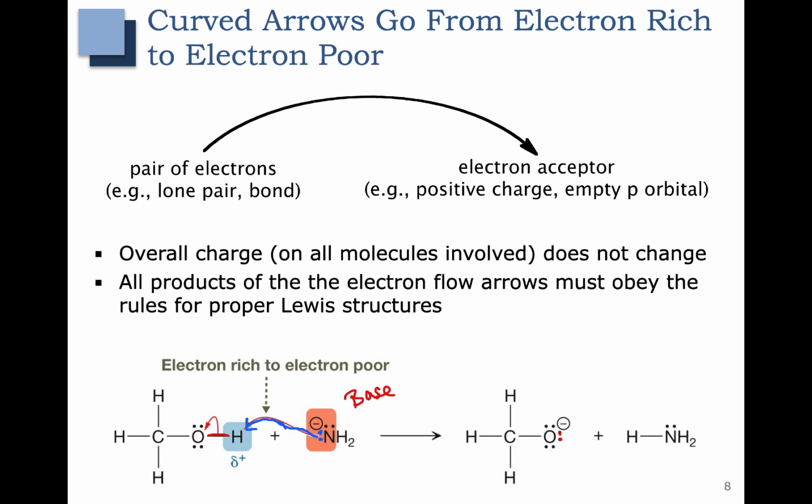So if we follow electrons here, the blue lone pair of electrons on NH2 here becomes the nitrogen-hydrogen bond on the right, and the hydrogen-oxygen bond here becomes a lone pair on the oxygen. So our acid then is methanol over here on the left side, and again it is a Lewis acid and it is a Bronsted-Lowry acid. A Lewis acid because it is accepting electrons, and a Bronsted-Lowry acid because it is donating a proton.